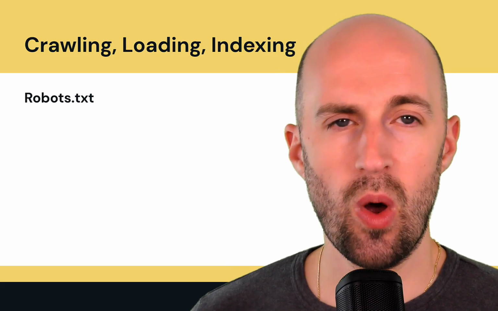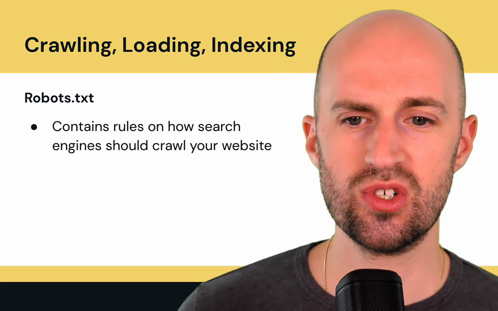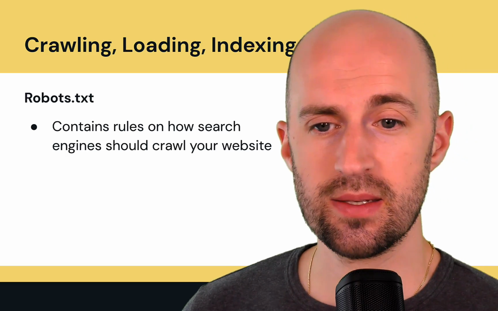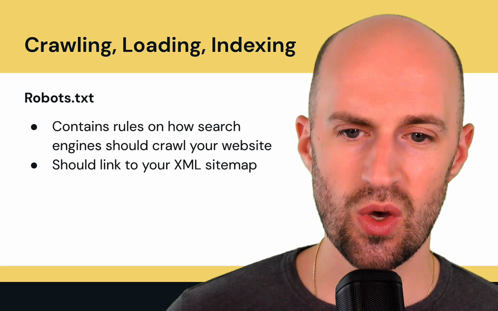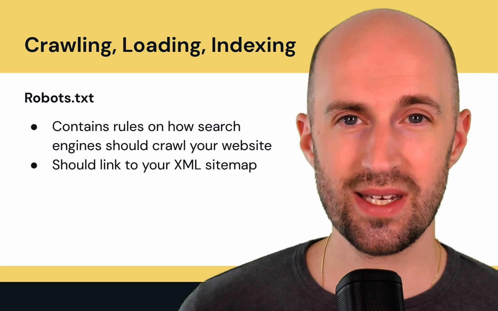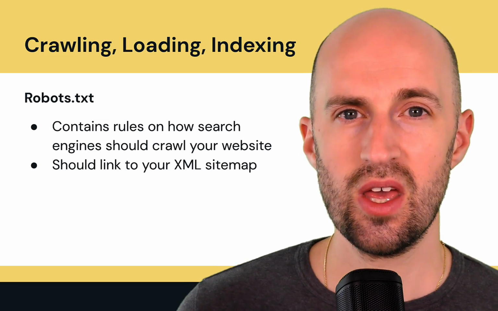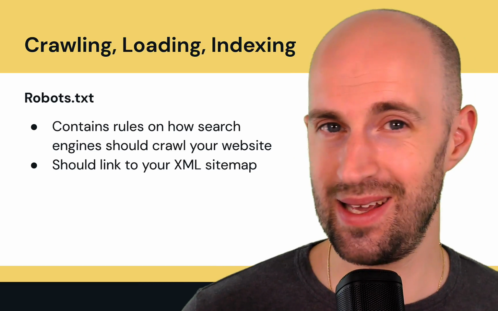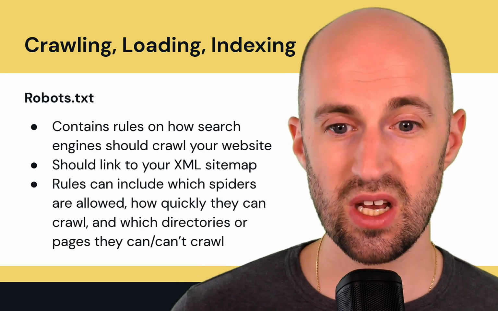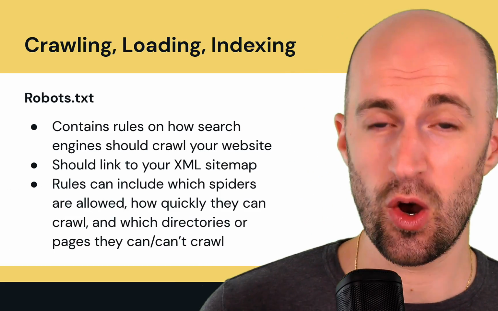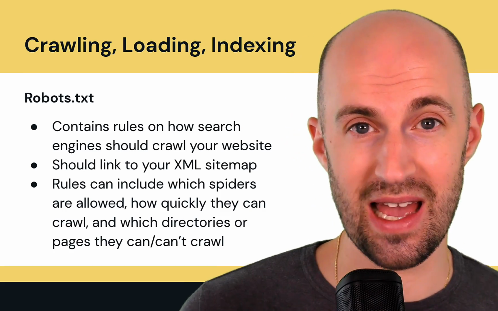Next is the robots.txt file. This contains rules on how search engines should crawl your website, and it should ideally link to your XML sitemap. So when search crawlers want to know how to crawl your site and are looking at the rules, they can also locate your XML sitemap if you haven't already submitted it through Google Search Console. Rules can include which spiders are allowed, how quickly they can crawl, and which directories or pages they can or can't crawl.